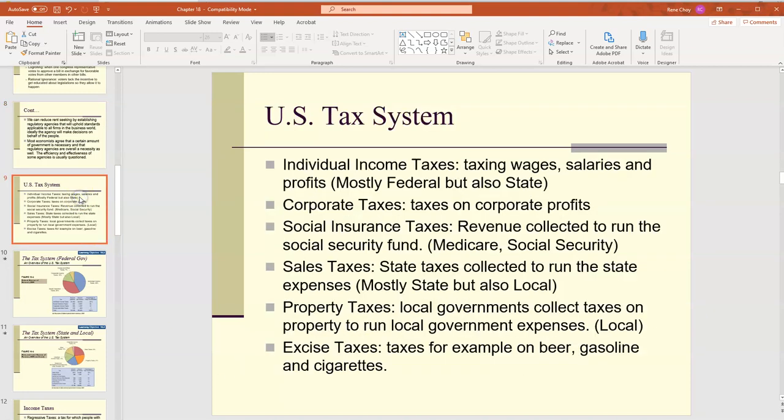All right. The first most important thing that I like to do when we talk about taxes is to talk about all the different taxes that we collect in the US and where they go, because we do pay a lot of taxes. Individual income taxes are paid in the US. They normally tax wages, salaries, and profits. We also pay corporate taxes, social insurance taxes, sales taxes, property taxes, and what we call excise taxes.